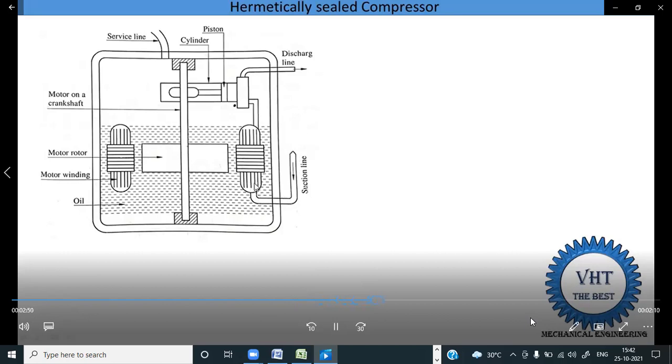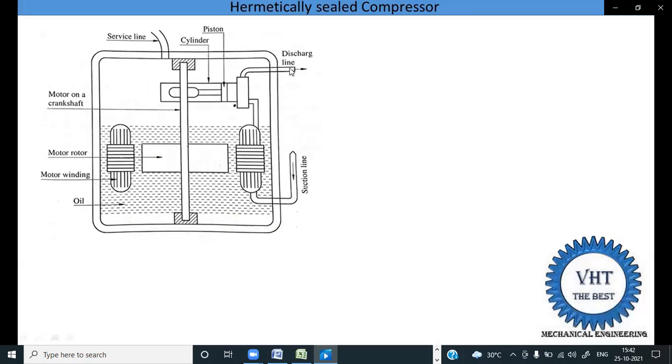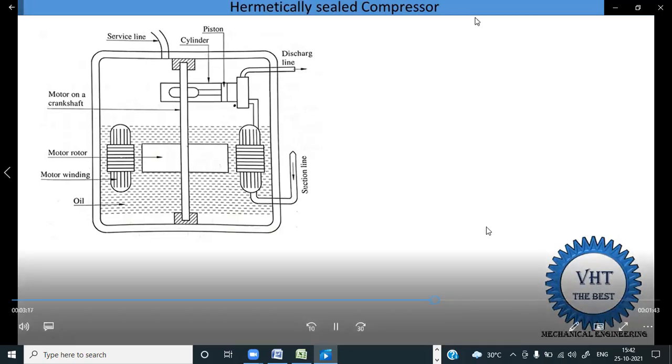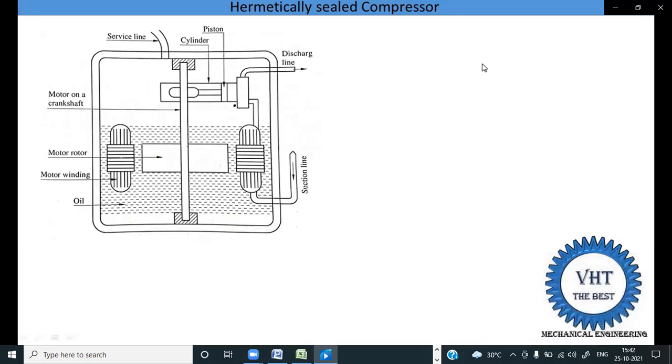So this refrigerant also absorbs some heat. It is not given in the book, but practically, when you observe these things by cutting open these sealed compressors, the refrigerant coming from the evaporator first passes through the motor. This refrigerant absorbs heat from the motor and refrigerant superheating is also done. Then it is supplied to the compressor, where the compression process takes place, and then it is supplied into the discharge line and goes into the condenser. So this is the complete working of the hermetically sealed compressor.